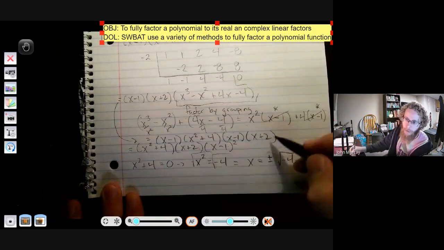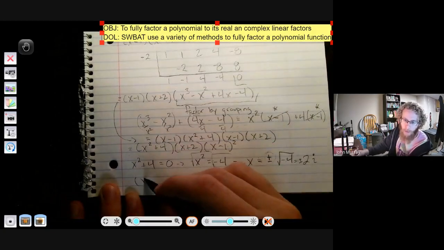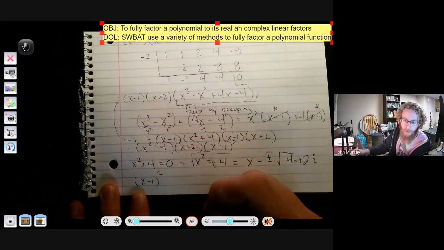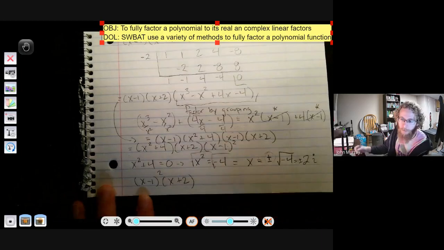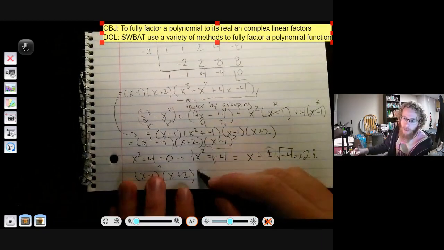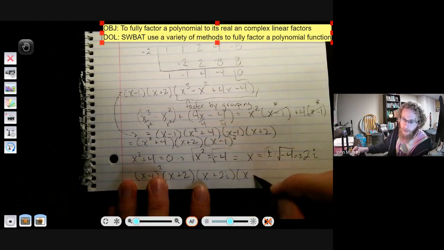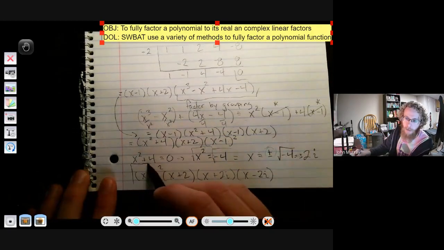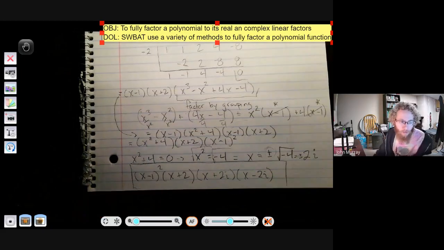So our last step is just to rewrite everything as linear factors. Well, I have the x minus 1 squared. We have 2 of those. I have the x plus 2. And now I'm going to have x plus 2i and x minus 2i. And that is our final solution.